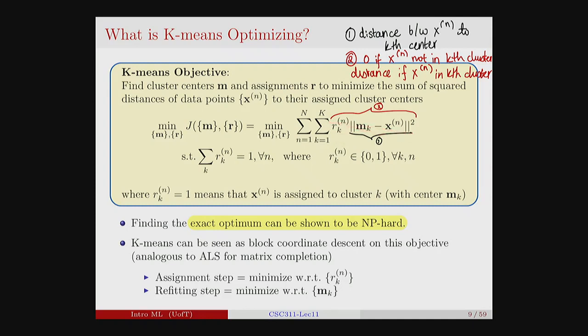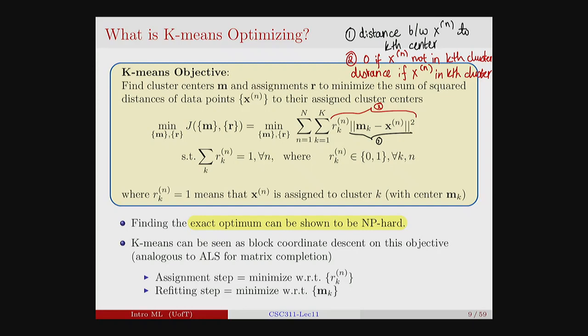But if x_n is in the kth cluster, and remember, R_n is a one hot vector, so it can only be in one cluster, then this term will be the distance between x_n and that cluster center's mean. So that's how you would interpret this equation. The first term is the distance between x_n and the kth center, and the second term is 0 if x_n is not in the kth cluster, and otherwise it's the distance. And we sum all of that up over all the data points. That's the cost function that we want to minimize.